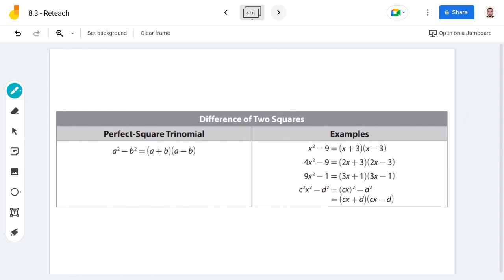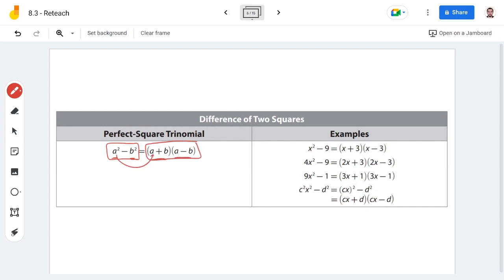Okay, now let's go to the difference of two squares. As you can see, it's about when we have a squared minus b squared. We can write it in two brackets with different signs.